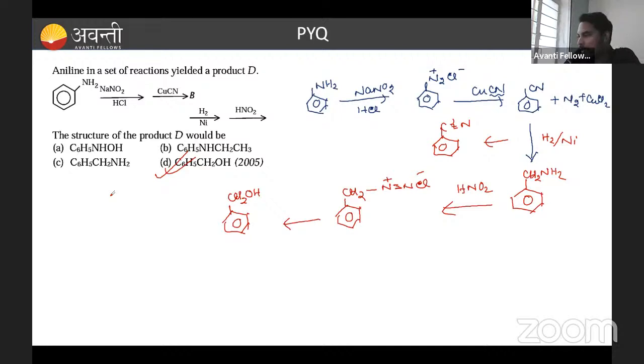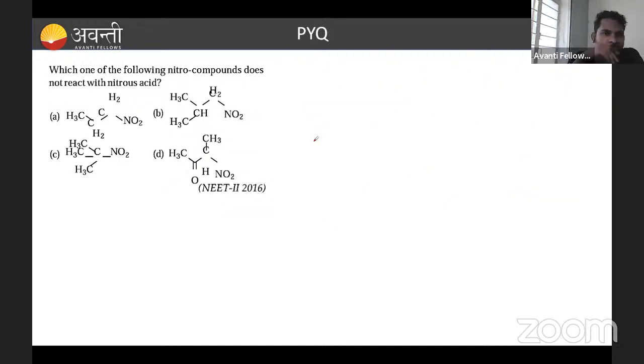Okay, we have a few minutes. Let's do this. Everyone try to do this. Which of the following nitro compounds does not react with nitrous acid? Sorry, which of the following nitro group compounds does not react with nitrous acid?